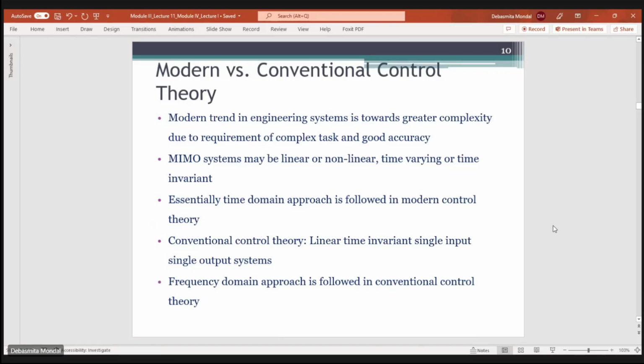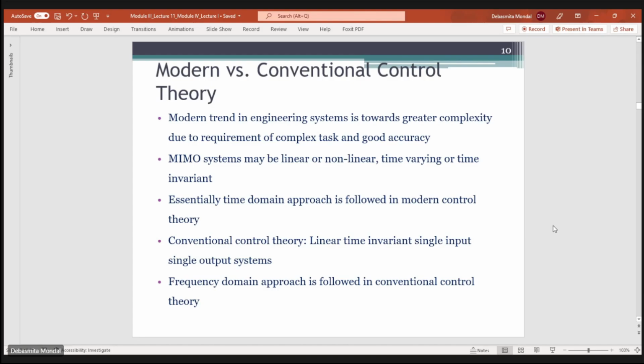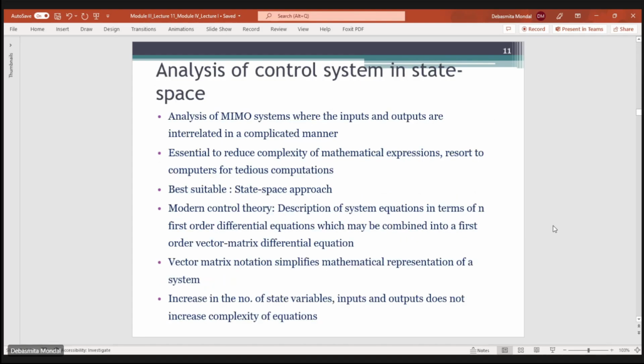In modern control theory, since the complexity of the system is much higher than in conventional control theory, if you try to write the differential equations and then come up with the transfer function, that becomes a tedious process while dealing with multiple input, multiple output systems. So for that, we use something known as the state space approach.